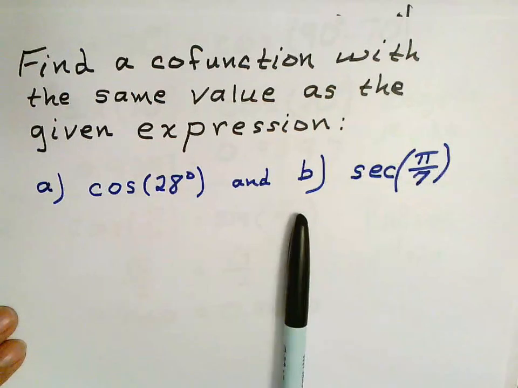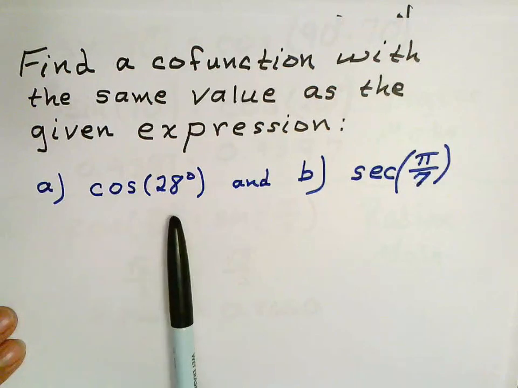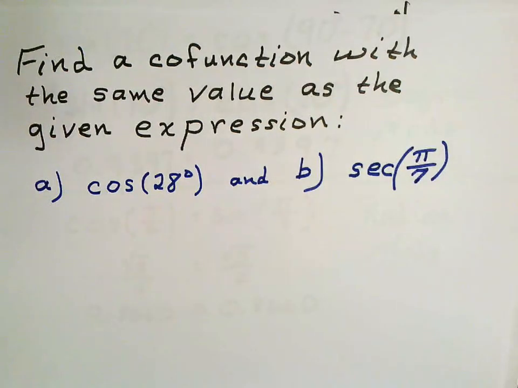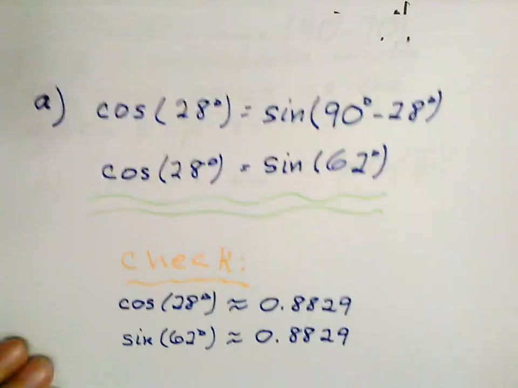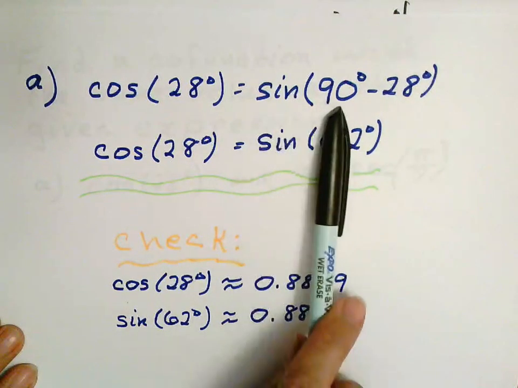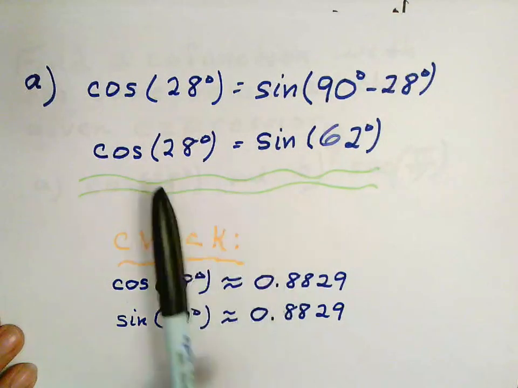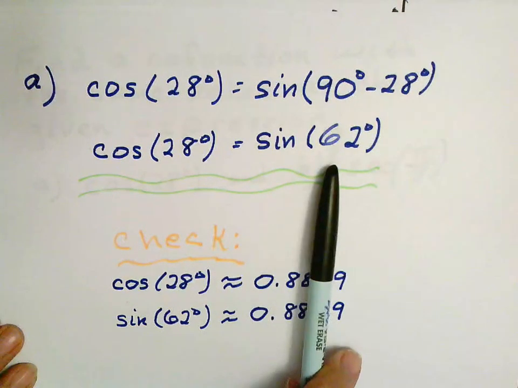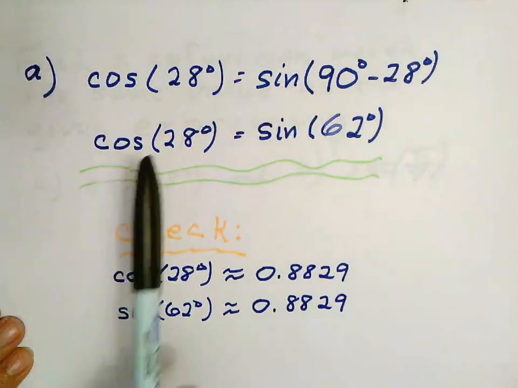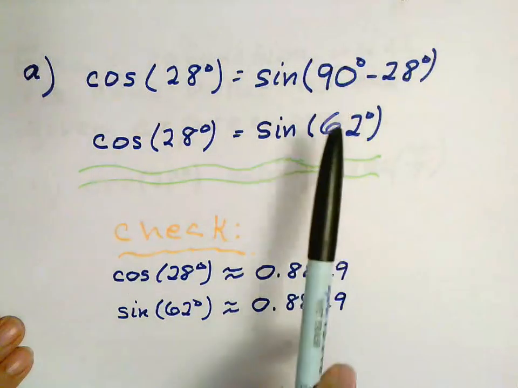So we're going to find a cofunction with the same value as each given expression here. We have cosine of 28 degrees and the secant of pi over 7. First, we look at the cosine of 28 degrees. Cosine of 28 degrees will be equal to the sine of 90 degrees minus 28 degrees, which is 62 degrees, because 28 degrees plus 62 degrees will give us 90 degrees. So our answer is cosine of 28 degrees is equal to its cofunction, sine of the complement of 28 degrees, which is 62 degrees.